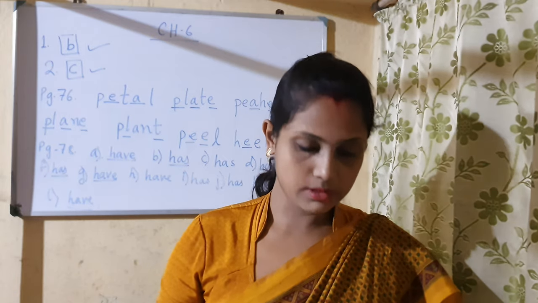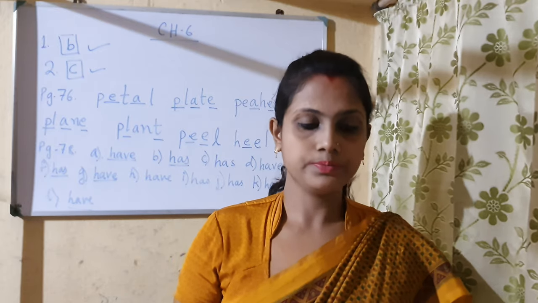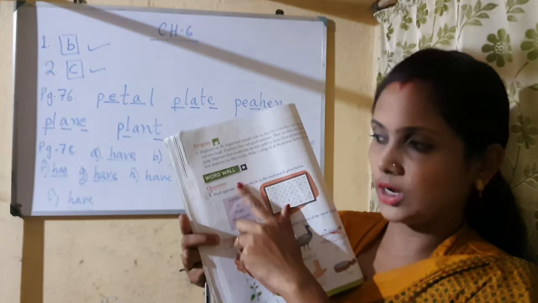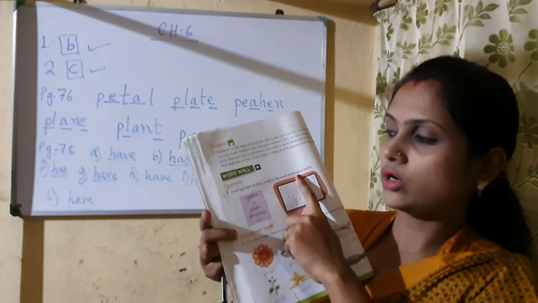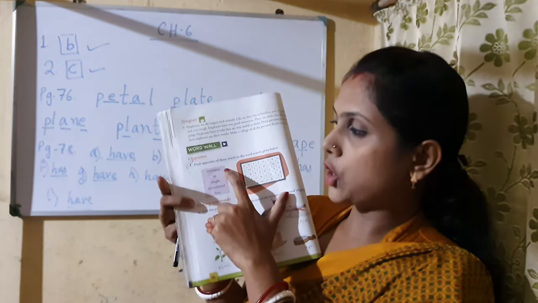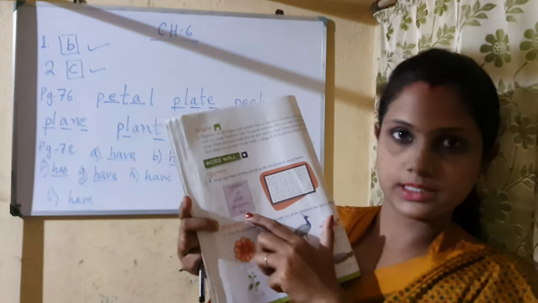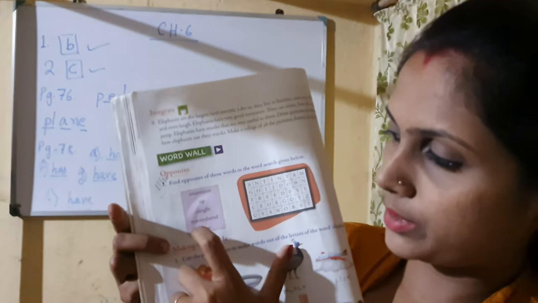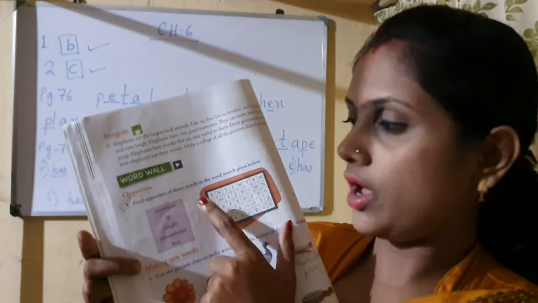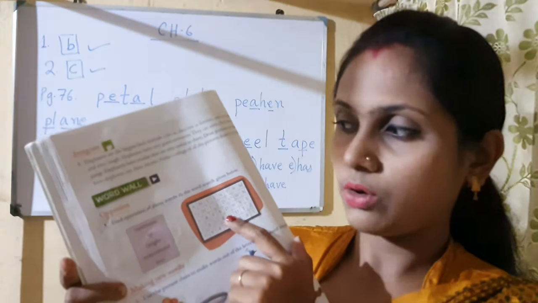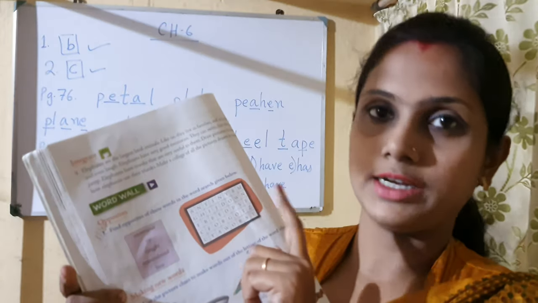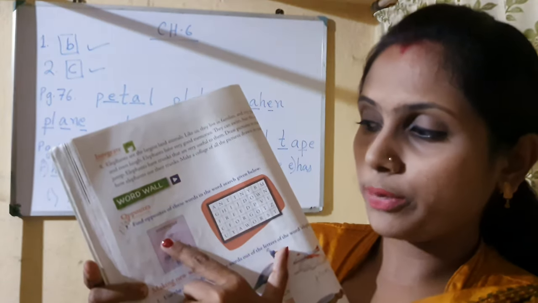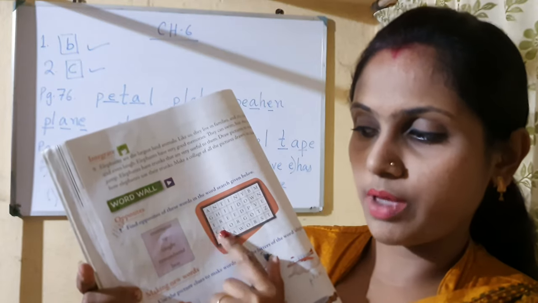So please turn to page number 76. There is a portion, word world. Find opposites of these words in the word search given below. Now you can see enormous, up, caught, remembered, best. So what is the opposite of enormous? You have to search from this puzzle, and you have to circle it. This is your homework. You will do it by yourself. What is the opposite of enormous? Opposite of up, opposite of caught, opposite of remembered, opposite of best.